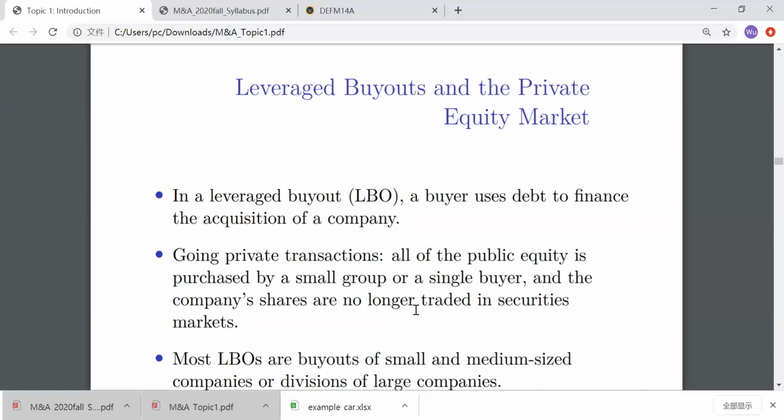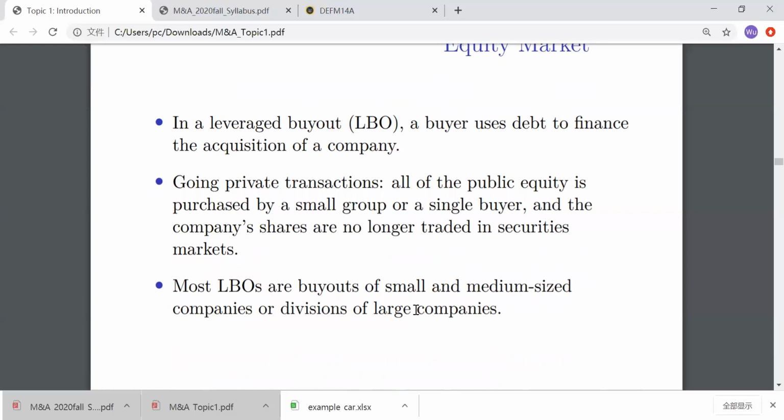Now we're going to talk about the special types of merger acquisition. One of the special types of merger acquisition is called LBO, leveraged buyout, and this is also related to the private equity market. In a leveraged buyout, a buyer uses debt to finance the acquisition of a company. A related concept is called a going private transaction. Basically, this is when a public company is bought by a small group or a single buyer, and the company is taken private, meaning the company shares are no longer traded in security markets.